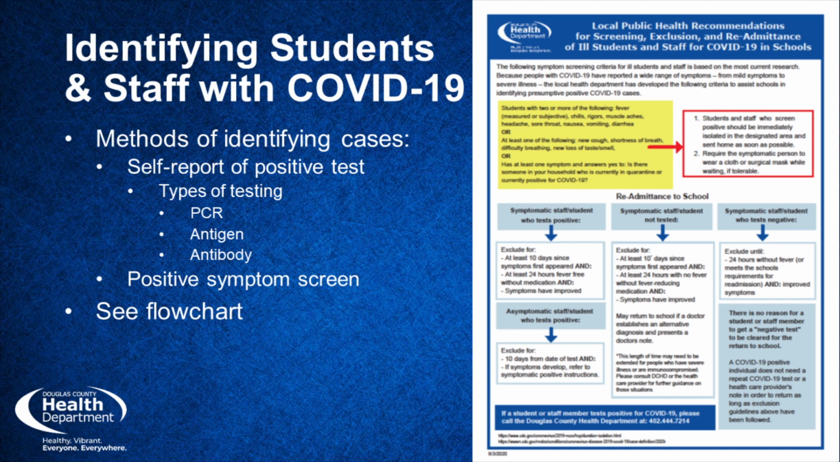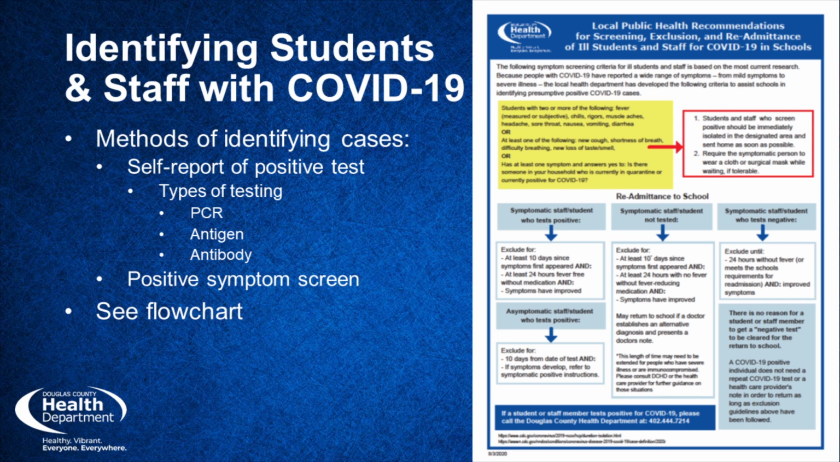The third type of testing available in the community are antibody tests. These are not a nasal swab. These are a blood test that looks for an immune reaction to COVID-19. These are not currently very accurate, and we do not follow up with antibody tests.